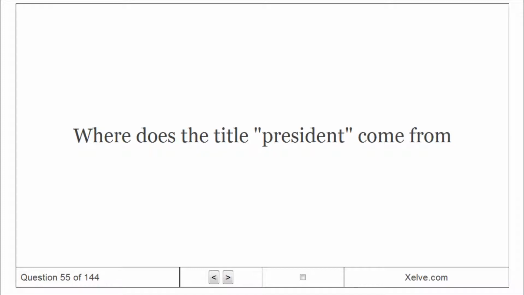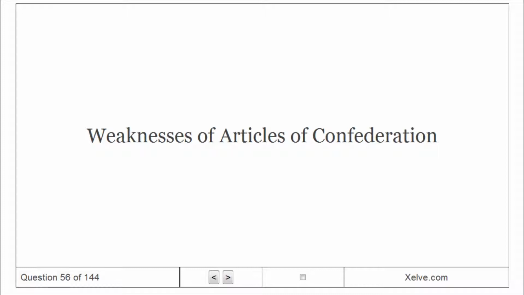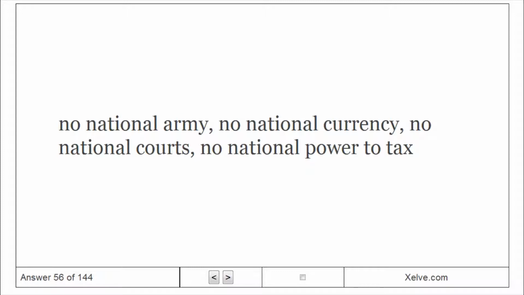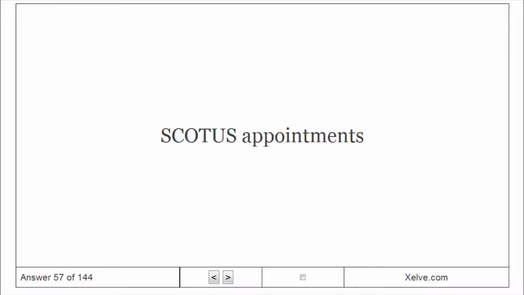Where does the title, President, come from? State constitutions. Weaknesses of the Articles of Confederation: no national army, no national currency, no national courts, no national power to tax. How can POTUS most greatly influence the future of the federal government? SCOTUS appointments.